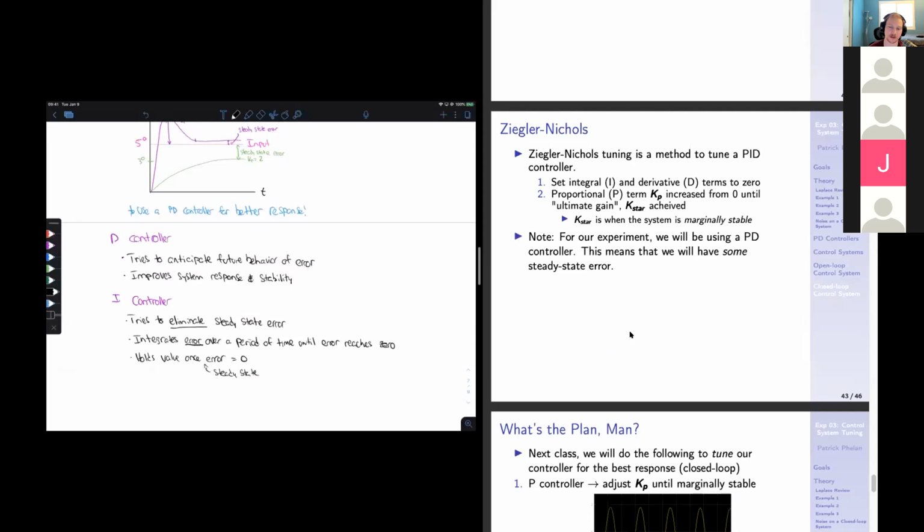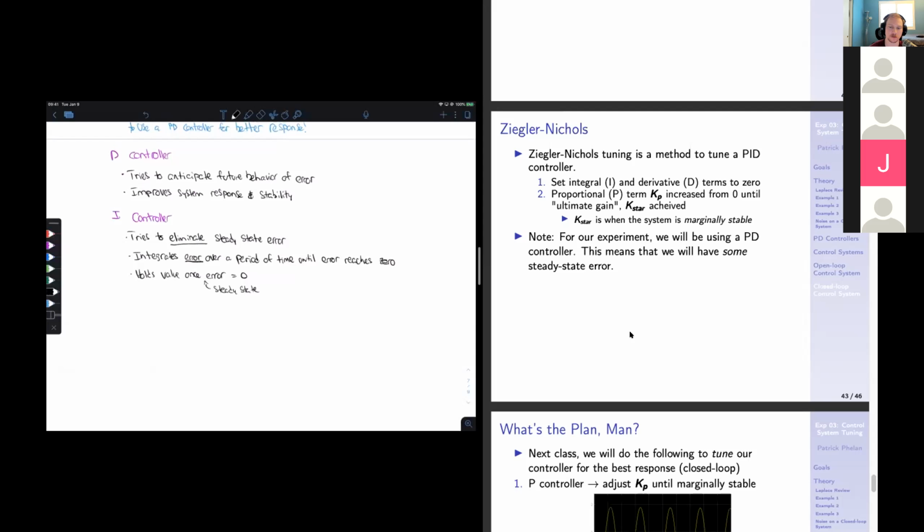Ziegler-Nichols rules, if I said their name right. Ziegler-Nichols is a method to tune a PID controller. We're just using a PD controller, so it's adjusted to what we're doing in the experiment. But you'll see this if you're using a PID controller for whatever. This method is used quite a lot. It's a systematic way to optimize our controller to reduce our steady state error in our system and to have a stable output.